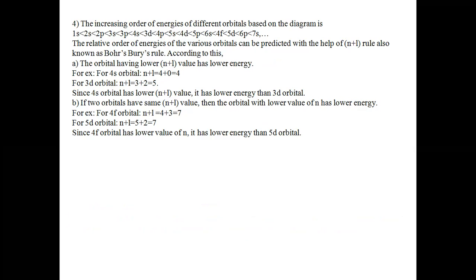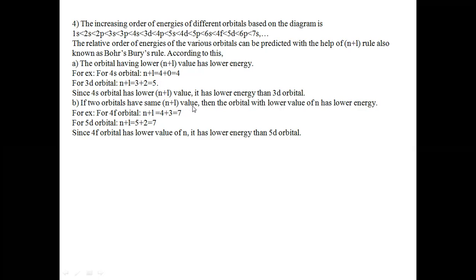It will be having a lower energy, so it is placed at the lower level, whereas the 3D orbital is placed at the higher level when compared to the 4s orbital. Why? Because the n plus L value for the 4s orbital is less when compared to the 3D orbital. So the 4s orbital is having a lower energy and it is placed at the lower level than the 3D orbital.